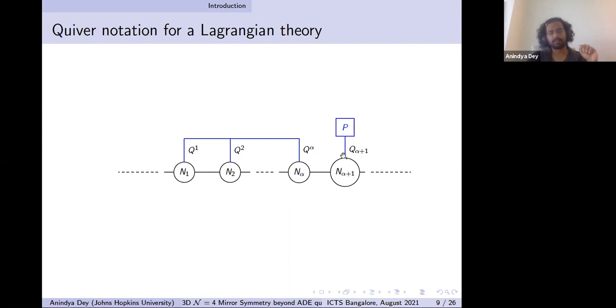So this notation means that there are p hypermultiplets charged under the U(1) subgroup of this U(N alpha plus 1). And the charge is Q alpha plus 1.